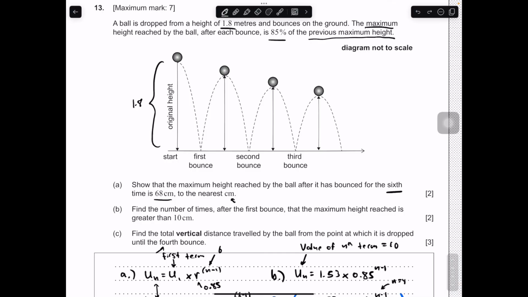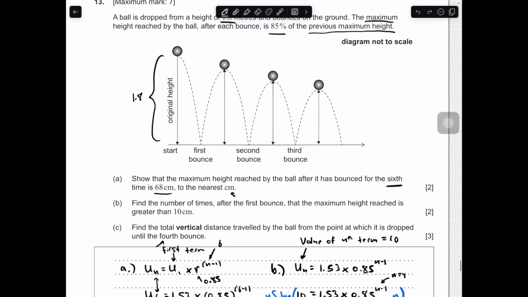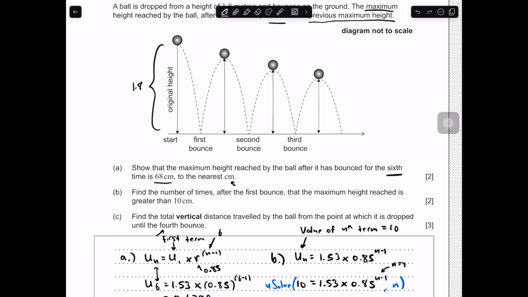Okay, let's go to part C, asking us to find the total vertical distance traveled by the ball from the point at which it's dropped until the fourth bounce. So what makes this one a little challenging, and I suppose we could suspect that it might be challenging, given that it's the final question on a paper 1, and it's also a 3-mark question here. The total vertical distance is going to be not just this initial drop height, but what makes this extra challenging is that we have the ball traveling upwards, but also the ball traveling, of course, downwards on its way back.